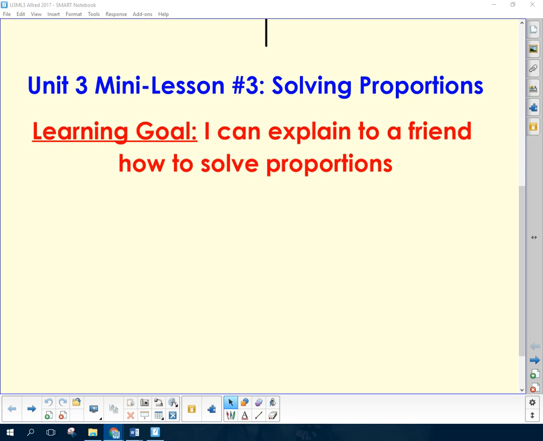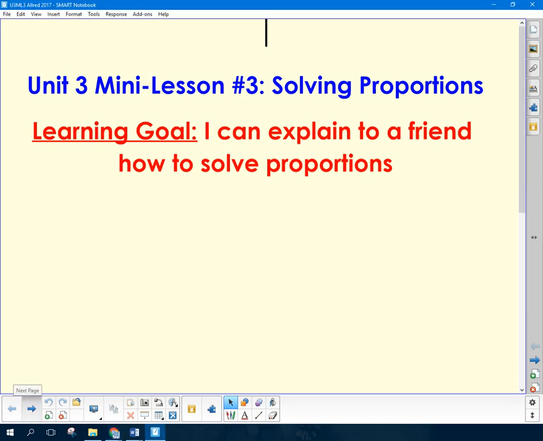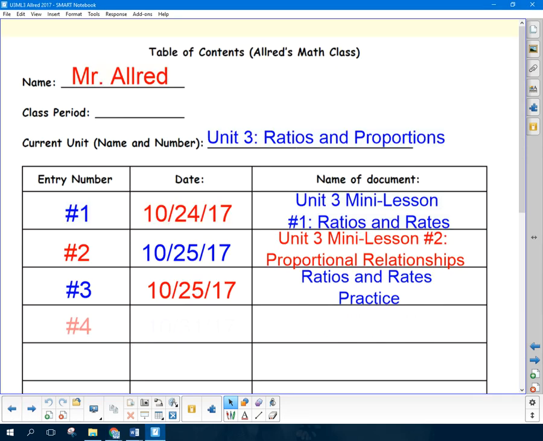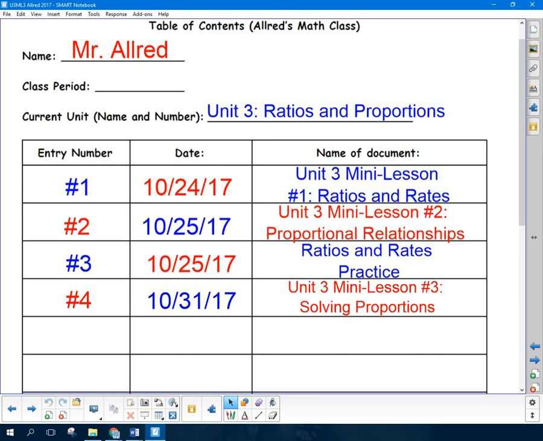By the end of today's lesson, you'll be able to explain to a friend how to solve proportions, okay? We're going to get started by filling this out in our table of contents. This is entry number 4, Unit 3, mini lesson number 3, about solving proportions. Please fill that out. Reread over your SMART goal and your action steps before we get started. Make sure that you do what you said you would do for this unit so that you can learn better.